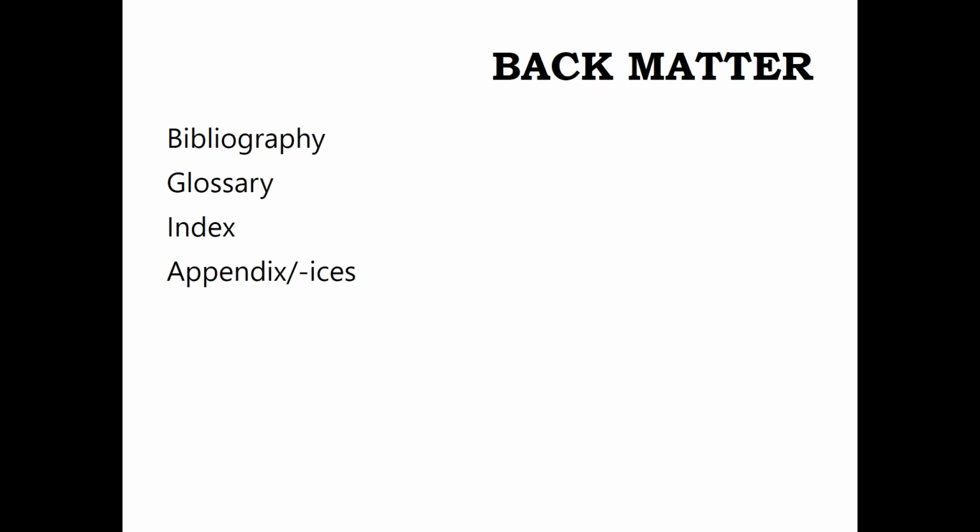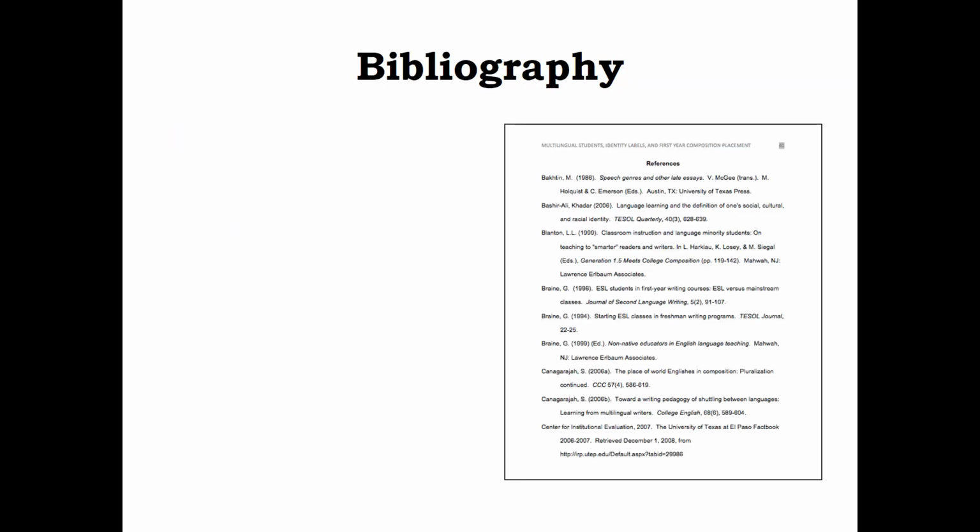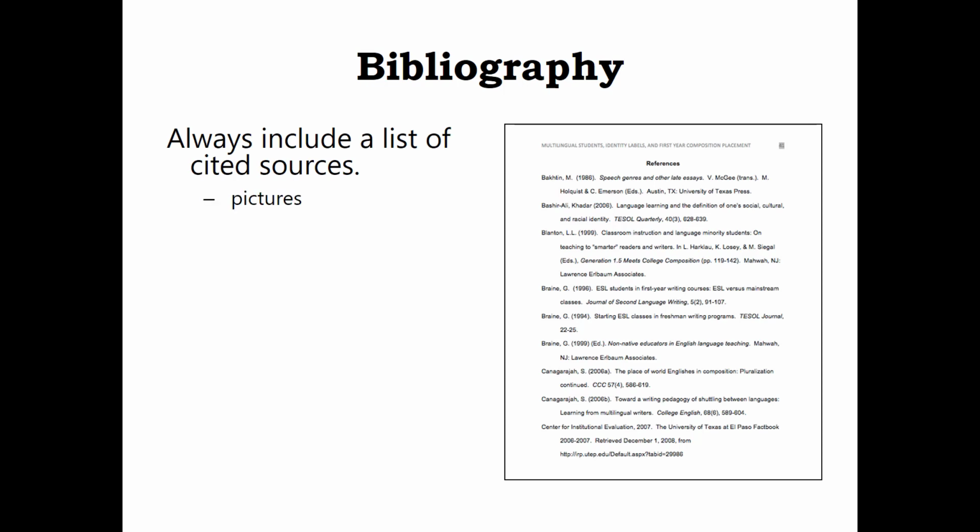Let's talk back matter. The back matter can include such things as a bibliography, a glossary, an index, an appendix or appendices. So let's talk bibliography next. A bibliography is a list of cited sources. If you're going to include pictures, for example, that you got from somewhere else, where did you get the pictures? Any facts? Quotations? Basically, any information that you did not create or discover yourself, tell us where you got it.